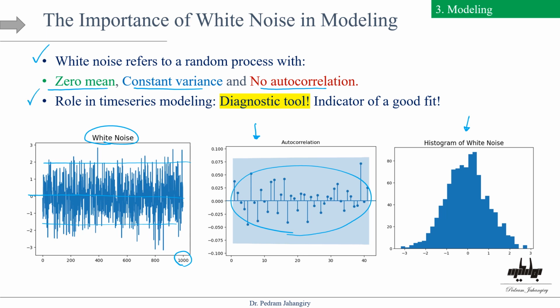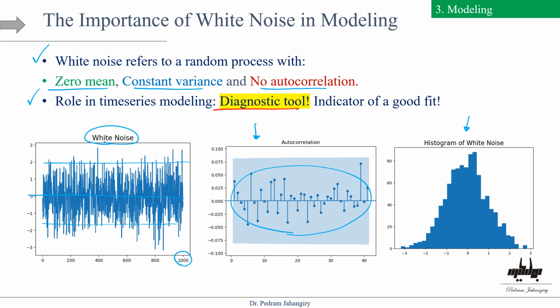Now, why do we care about white noise? What is the role of white noise in time series modeling? Here's a highlight: we are going to use it as a diagnostic tool. Basically, it's an indicator of a good fit. What does it mean? It means that if you have a good model, then the residuals, what is a residual? Whatever is not captured by the model, the leftover randomness, better look like white noise. If there's some pattern in the residual, then your model is not capturing everything.